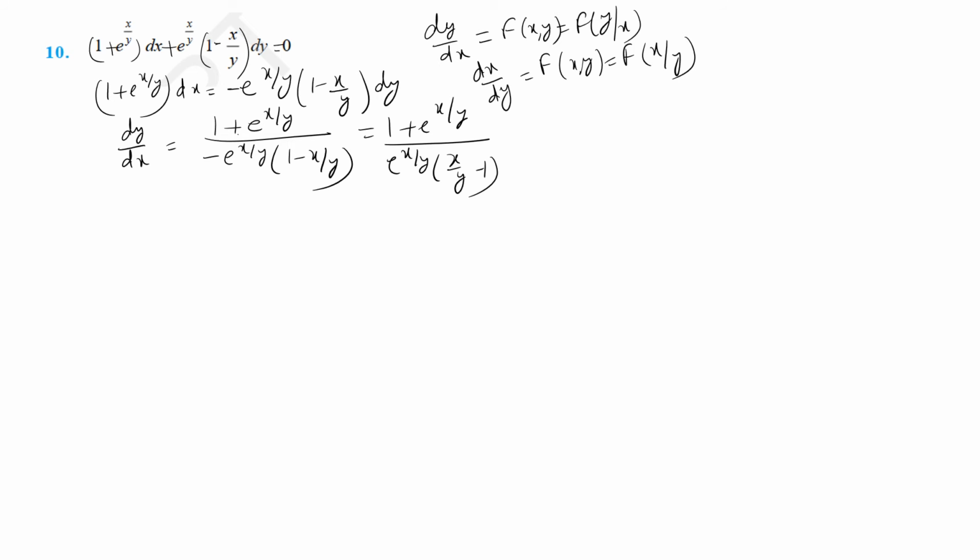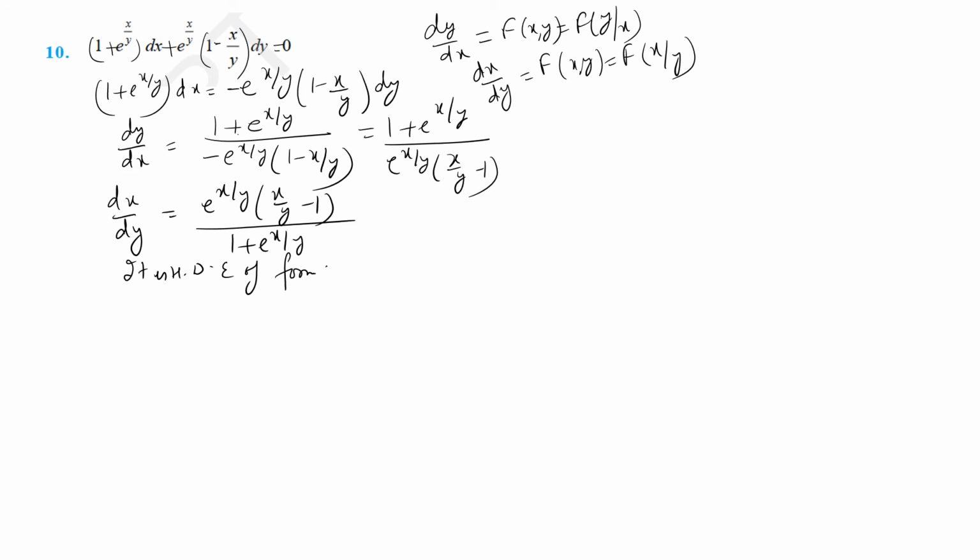So clearly, since e is raised to power x upon y, we must understand that this is actually of this form, minus 1 upon 1 plus e raised to power. So it is a homogeneous differential equation of the form f of x upon y. So here, what is the substitution? We put x upon y equal to v, or we call it x is equal to vy.